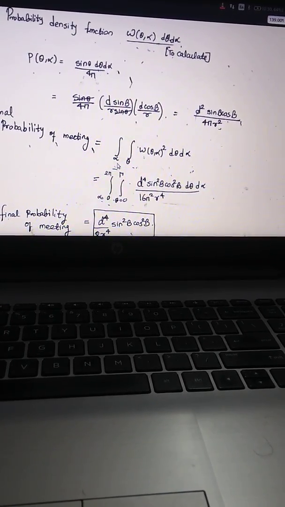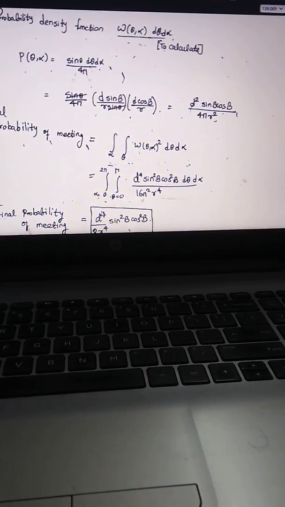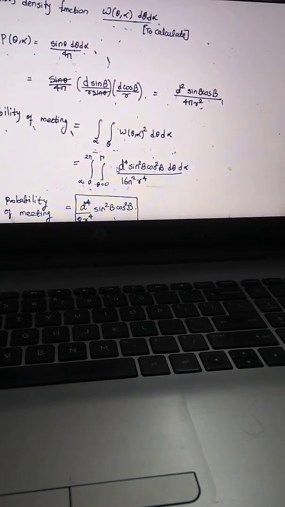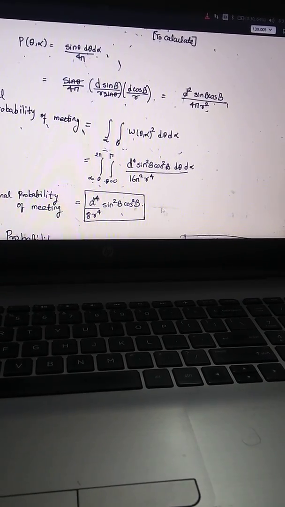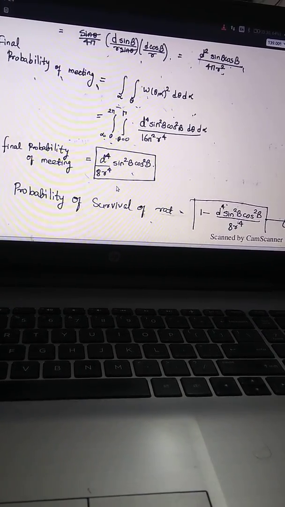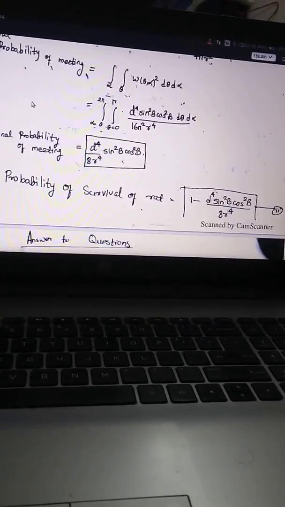Okay, we know that alpha varies from 0 to 2 pi and theta varies from 0 to pi. So you just put in the limits and integrate the whole function, and we get the probability of meeting as this function. Now, to find the probability of survival, we just need to subtract the probability of meeting from 1, and we get our final answer.